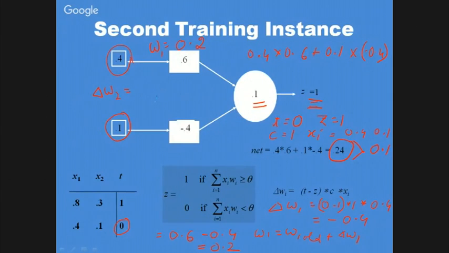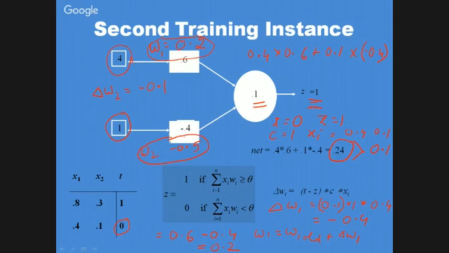That will be minus 1 into C, that is your 1. That means minus 1 into 1 into X2. X2 is your 0.1. That means delta W2 we will get as minus 0.1. Right? Now if we take the minus 0.1 plus this W2 old, we will get the new W2. That means our new W2 will be minus 0.5. So this is your new W1 and this is your new W2.